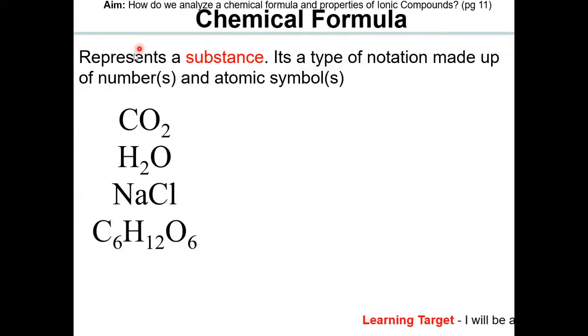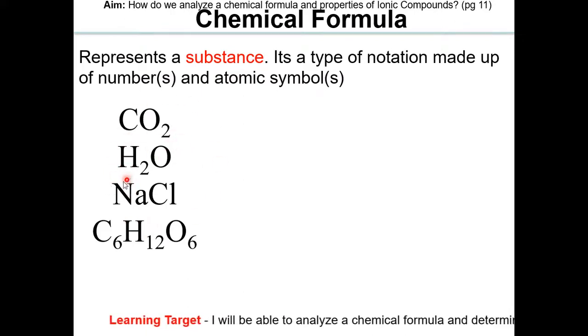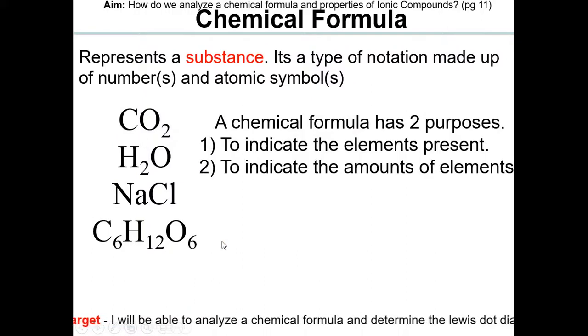The chemical formula represents a substance. It is a type of notation made up of numbers and atomic symbols. Here I have 4 different chemical formulas of 4 different substances: carbon dioxide, water, salt, and sugar. The purpose of the chemical formula is to tell us what elements are present and to indicate the amount of each element. For example, carbon dioxide has 1 carbon and 2 oxygens.